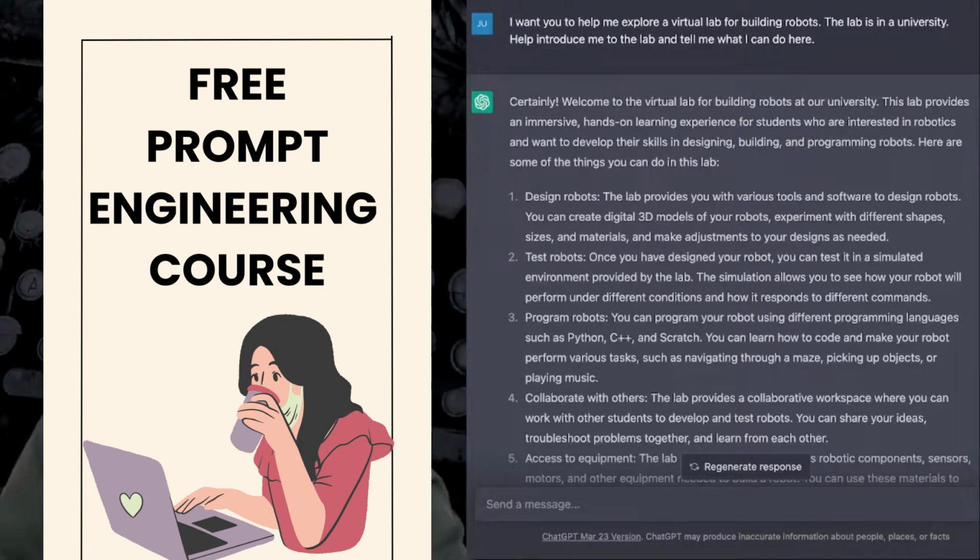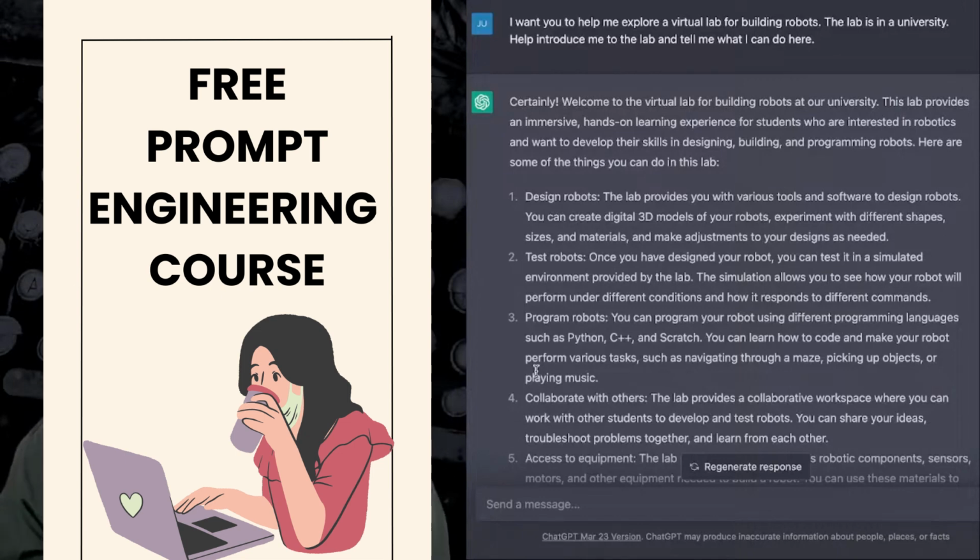Now, I'm going to give you an example of this. I'm going to show you the power of a conversation in the context of an educational experience. So I'm going to say to ChatGPT, I want you to help me explore a virtual lab for building robots. The lab is a university. Help introduce me to the lab and tell me what I can do here. So this is a virtual lab in a university. And all I've done is given it this initial seed of the conversation.